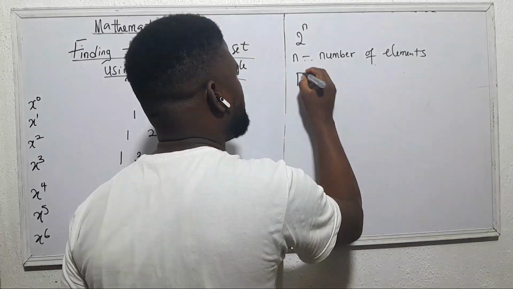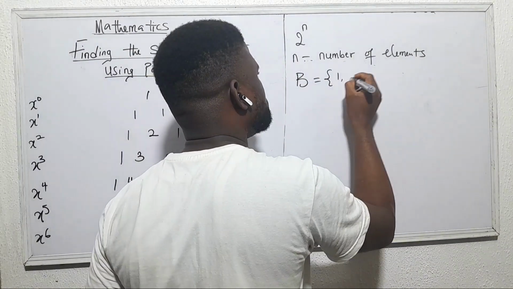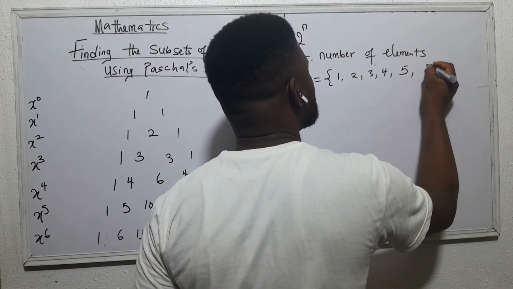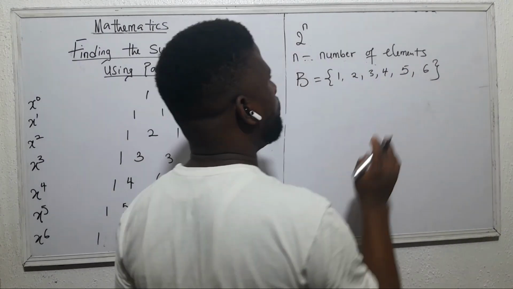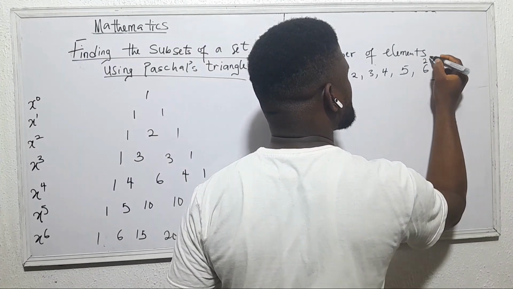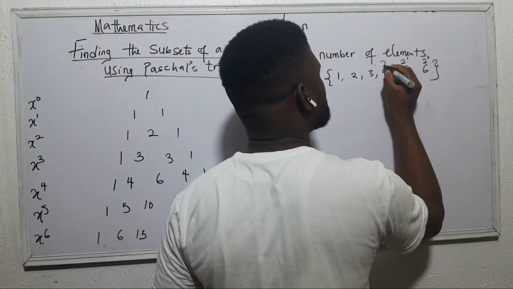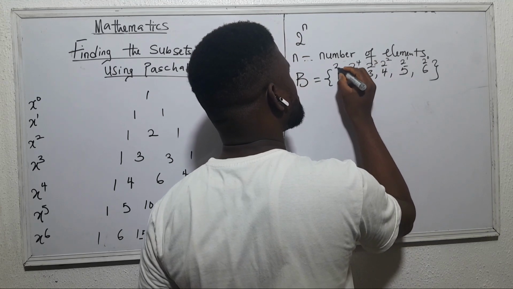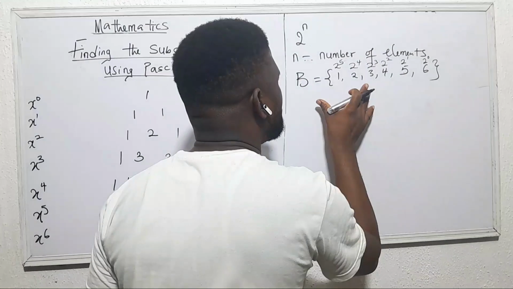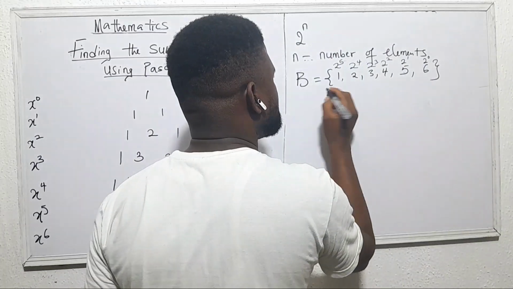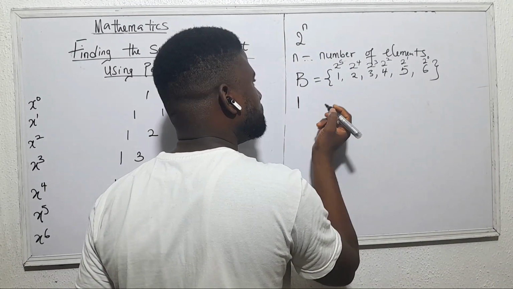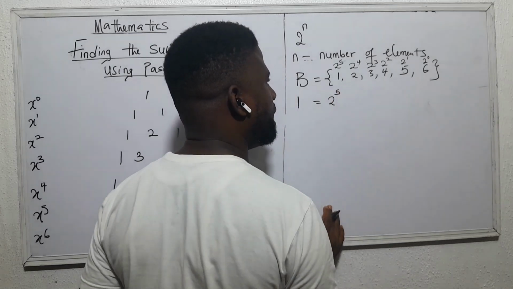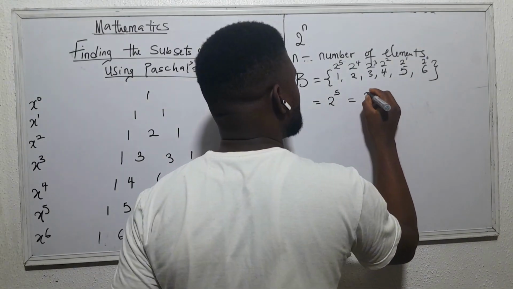If I have 5 elements, let's say 1, 2, 3, 4, 5, or let's even make it 6, right? Now, of course, the last one, 2 raised to power 0, 2 raised to power 1, 2 raised to power 2, 2 raised to power 3, 2 raised to power 4, and 2 raised to power 5, right? Now, what does that simply mean? It means that when I mark element 1 with every other element, I will have 2 raised to power 5 subsets, which is equal to what? 32.